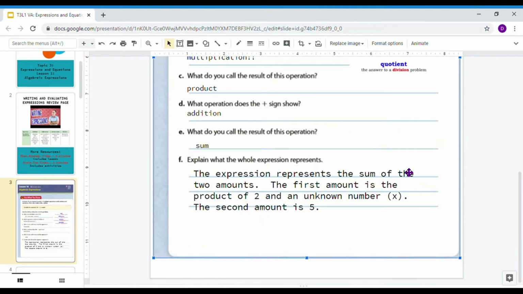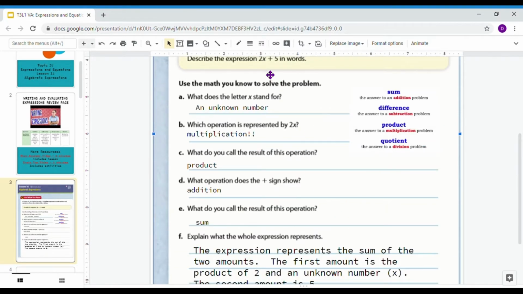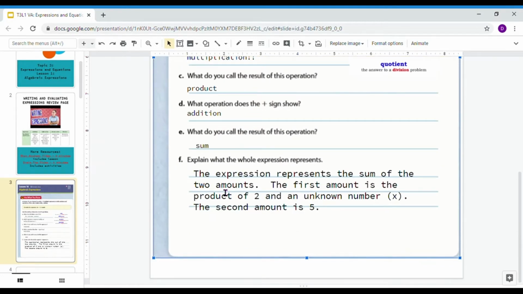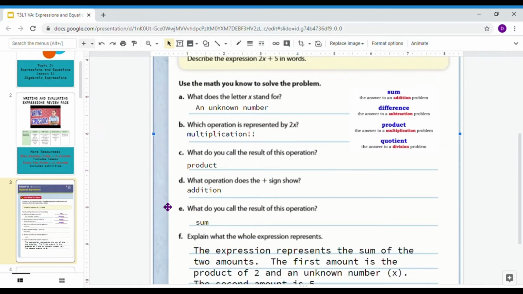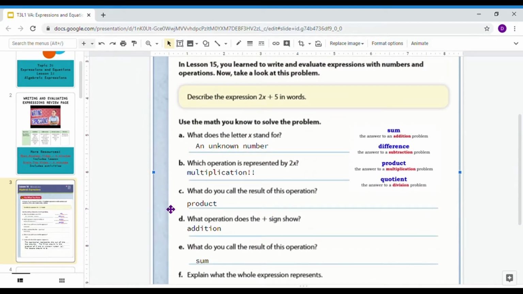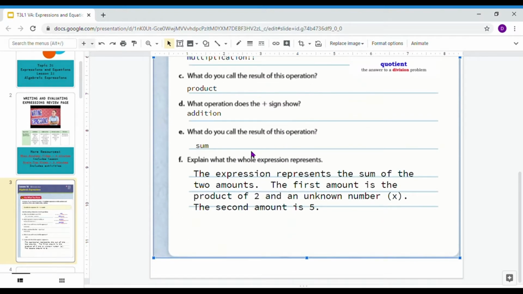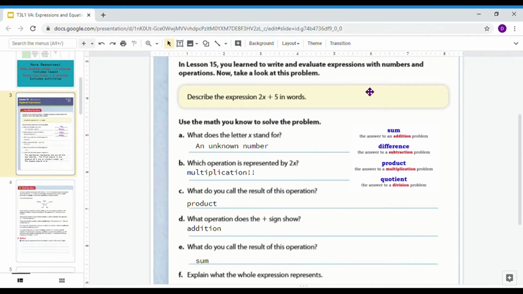So if the expression represents the sum of two amounts, I know there's an addition, and I know my first amount is 2, and a product would be multiplication, so 2x, and then my second amount is 5. So absolutely, that's a great explanation. If somebody were reading that, they would be able to write the corresponding equation, which is the goal. So down here for explaining what the whole expression represents, I could say we added two numbers together, and that was it. But if that was my explanation, I wouldn't be able to come up with this equation, which is the goal. So this review sheet is super important.